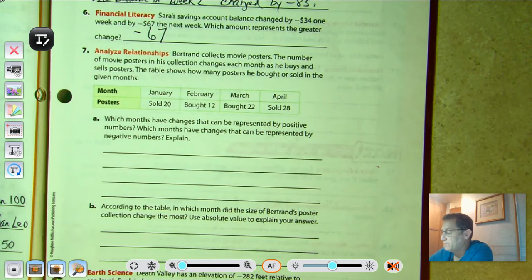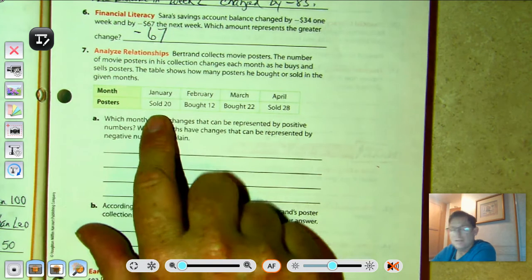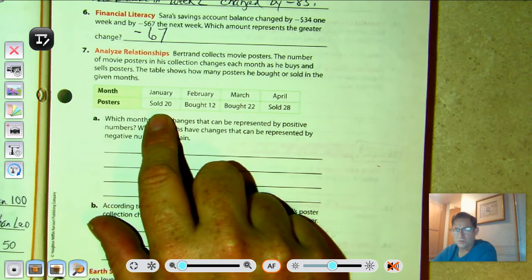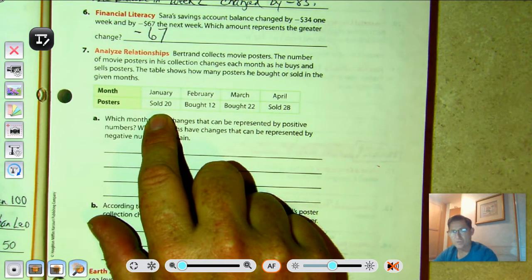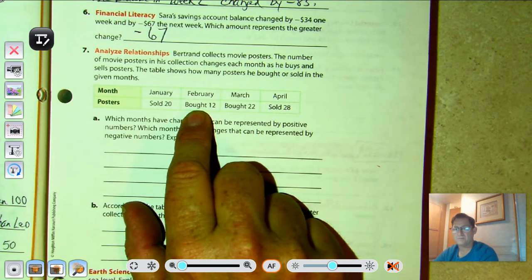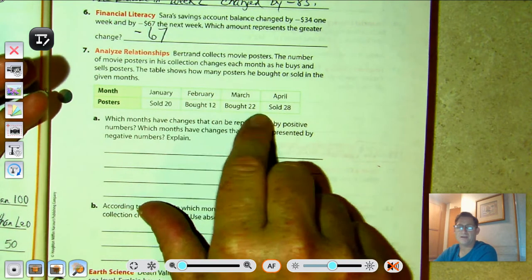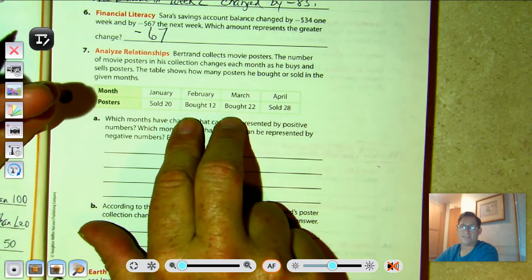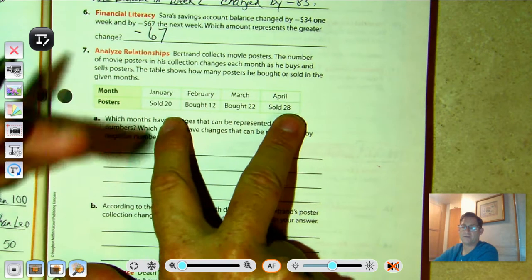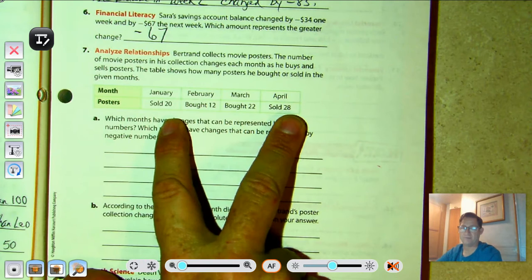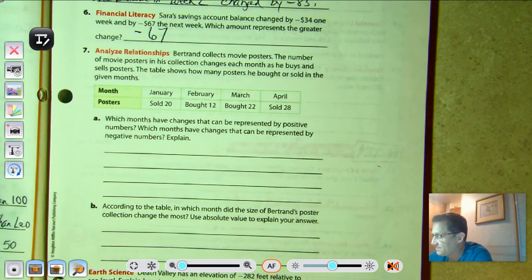7. Bertrand collects movie posters. The number of movie posters in his collection changes each month as he buys and sells. The table shows how many posters he bought or sold in the given months. So if you sell 20, you're losing that from your collection. Okay, so your collection total has to go down. If you buy more, you're going to add that to your collection. So February and March, he's adding to his collection. And in January and April, he's decreasing from his total. So which months have changes that can be represented by positive numbers?